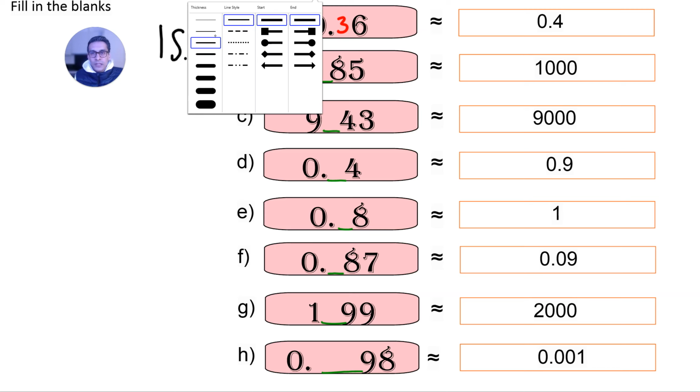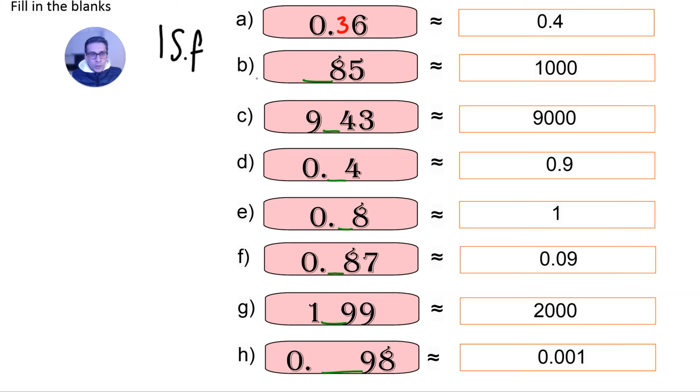Okay, so I'm going to now go through the answers. For question B, it rounds to 1,000. So it's going to have to be 9. 985 rounds to 1,000. If it was 885, it would round to 900. Question C, now there's a digit here. Now it rounds to 9,000. So it cannot be 5. It has to be any digit that's 4 or below. So it could be 0, 1, 2, 3, or 4. These are all the possible digits that could go there.